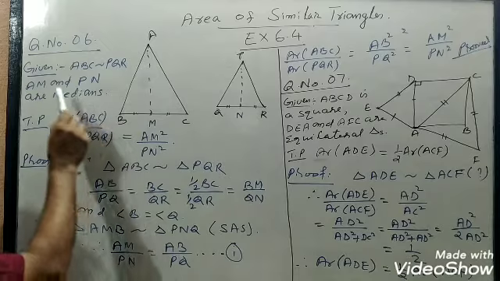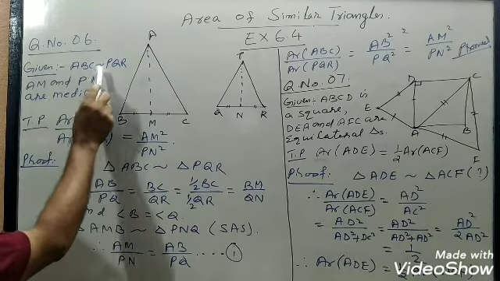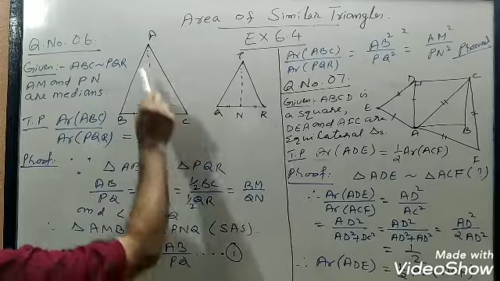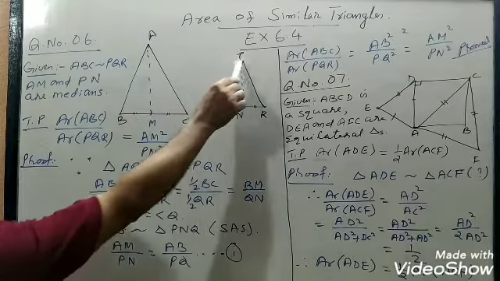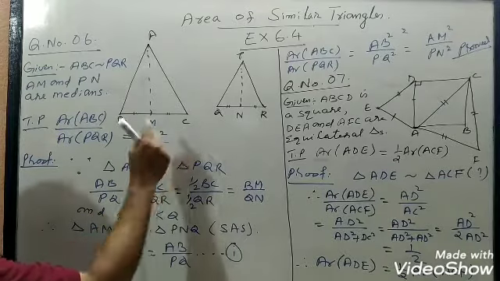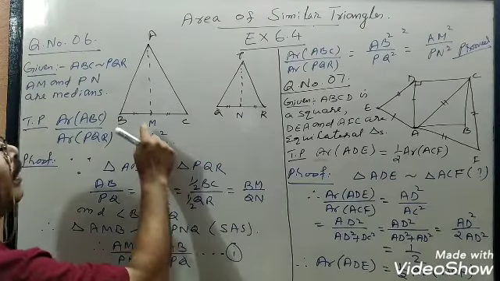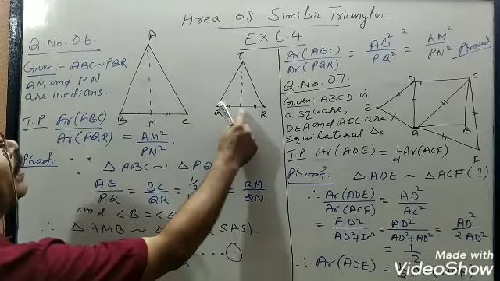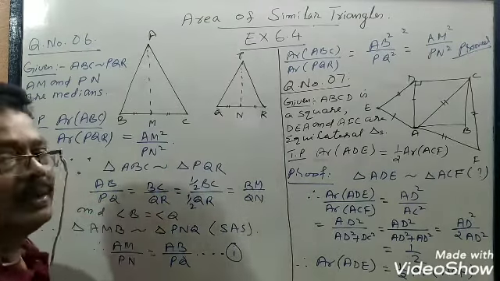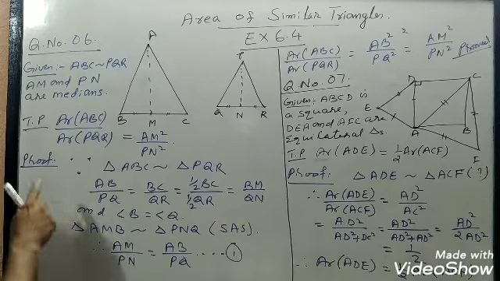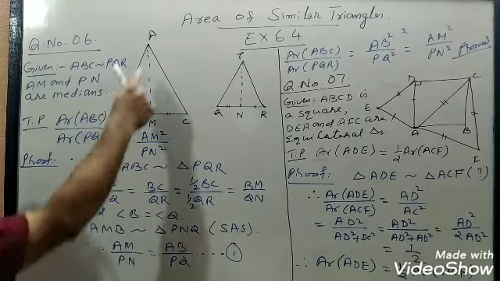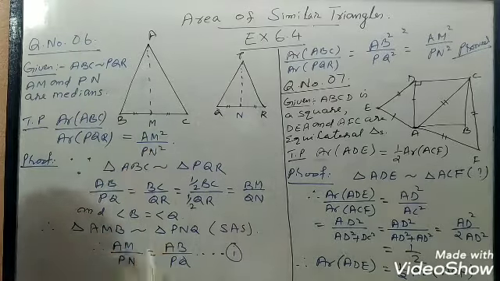So what we can take as given: triangle ABC is similar to triangle PQR. ABC and PQR are two similar triangles, and AM and PN are medians. What do medians mean? M is the midpoint of BC and N is the midpoint of QR. Therefore, AM will be the median and PN will be the median. Now what we have to prove? Area of triangle ABC by area of triangle PQR equal to AM square by PN square.